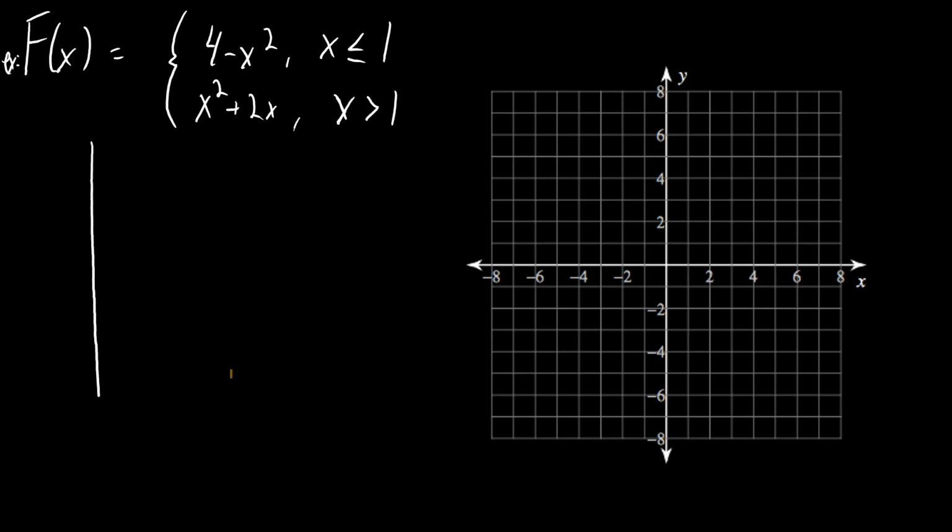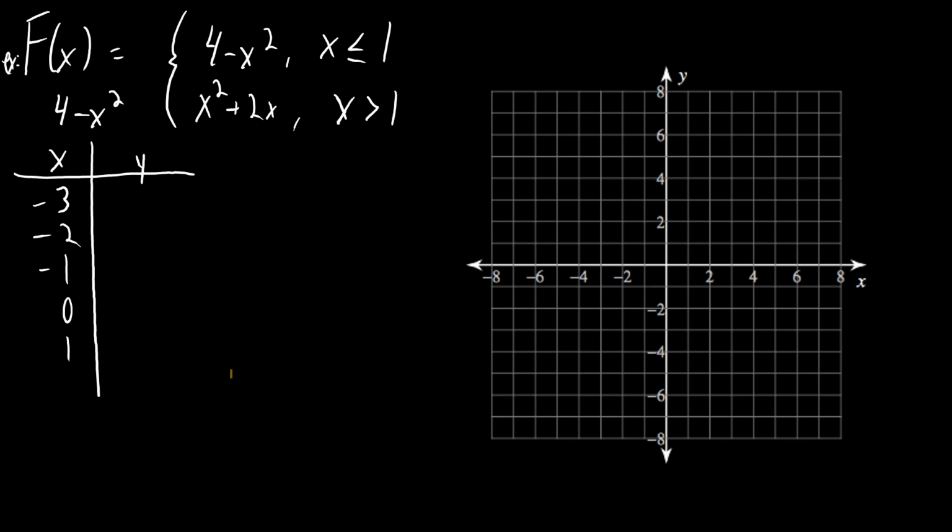First, let me make some data tables for these. This is going to be the data table for 4 minus x squared, with x and y over here, and it's defined for x less than or equal to 1. I'm probably just going to plot a few values to the left of 1.